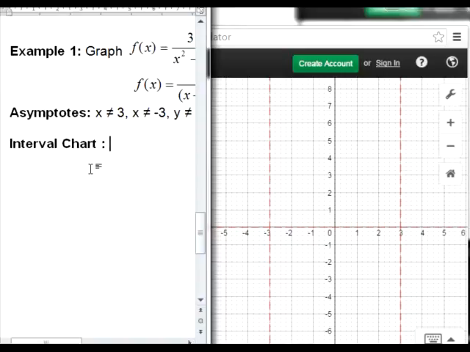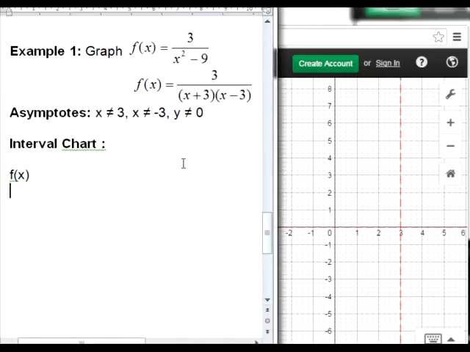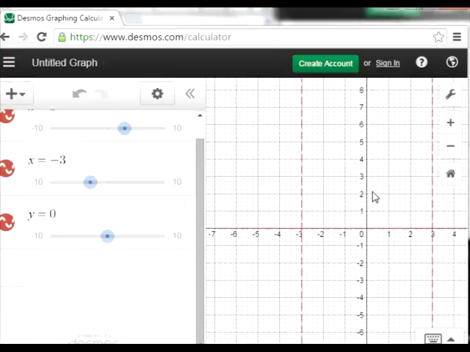This is going to show where the graph is above and below 0. What I'm going to do is write f of x over there, and underneath f of x, I'm just going to list all of the different parts of my graph. I'm going to move this over a little bit to make it easier to see how we're going to do this.